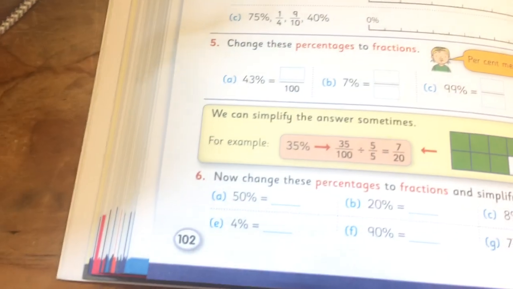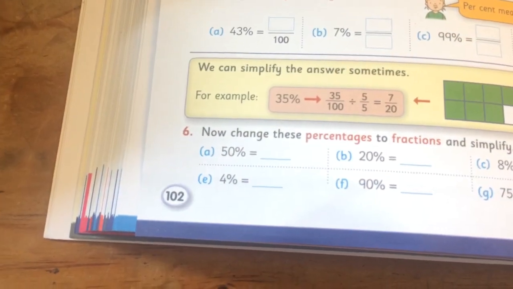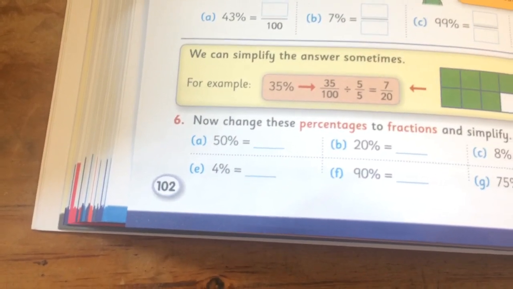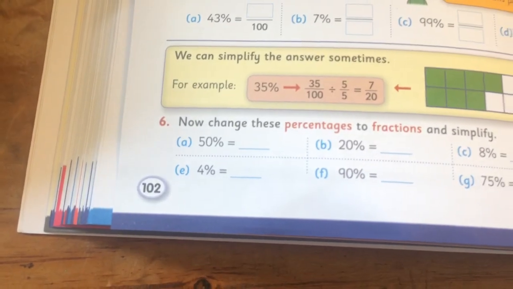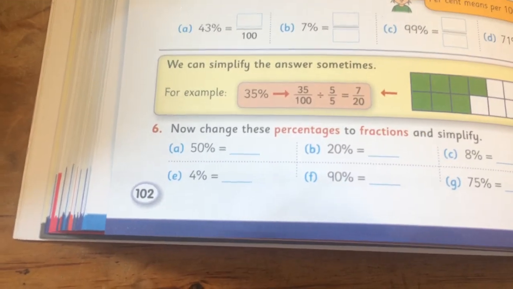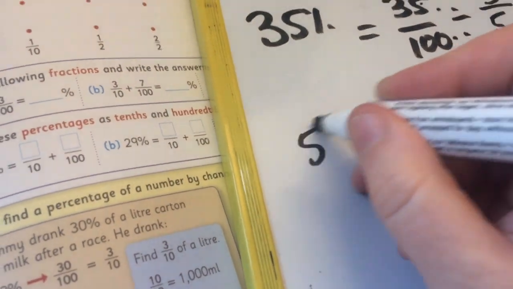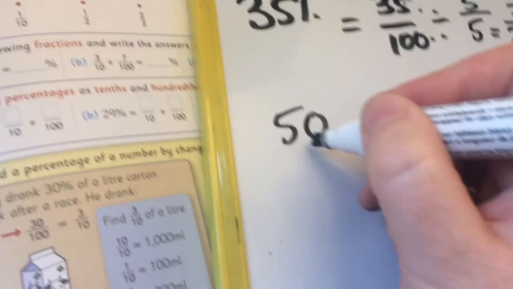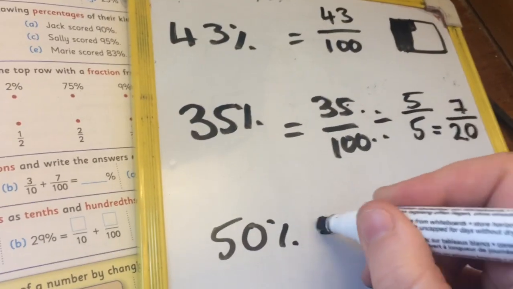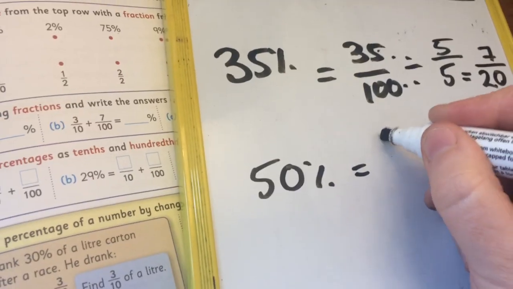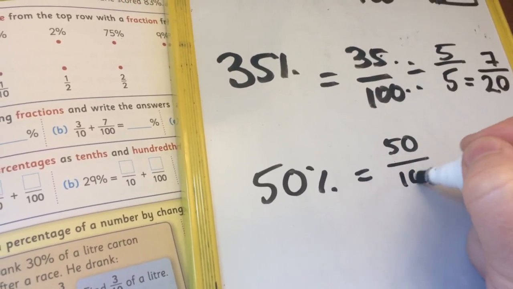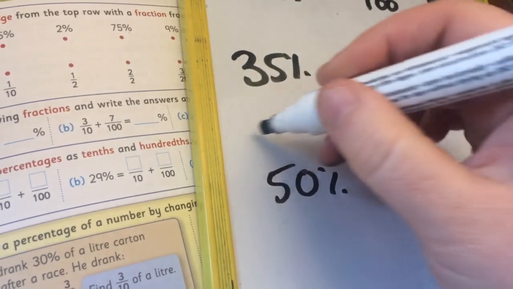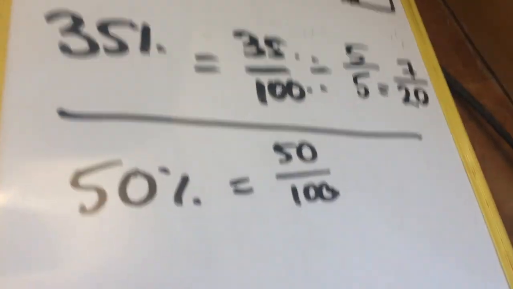So let's have a look here in question 6. Can we change these percentages to fractions and then simplify? Let's have a look. We're going to take question A, which is 50%. We're going to make it into a fraction. The one we know is 50 over 100. And then we're going to simplify it, make it an easier fraction to deal with.